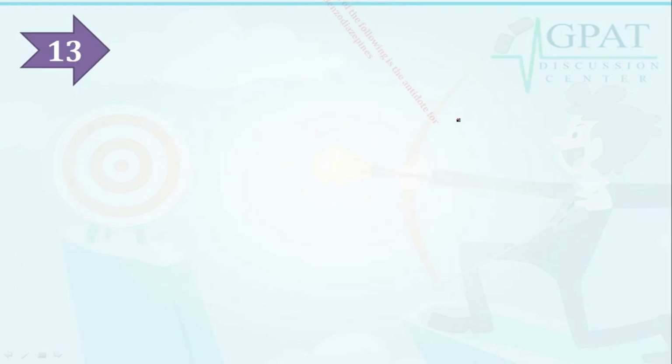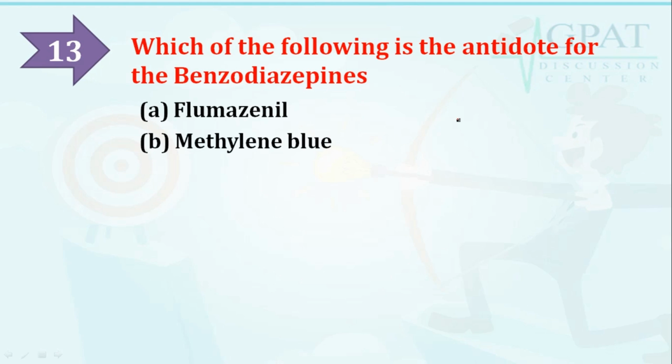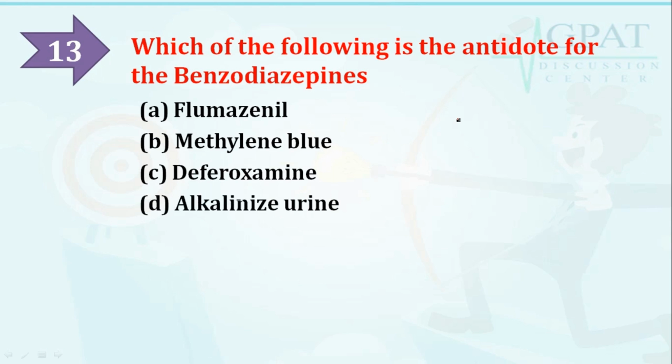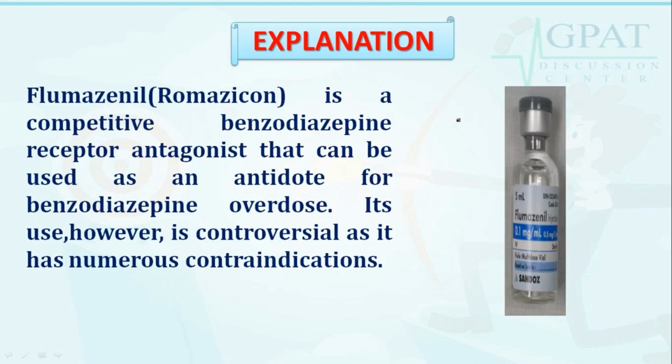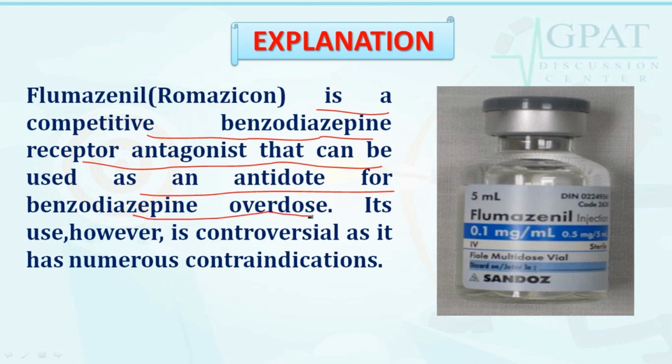Next, question number 13. Which of the following is the antidote for benzodiazepine? Options are flumazenil, methylene blue, desferoxamine, and another option, and the right option is flumazenil. Flumazenil is a competitive benzodiazepine receptor antagonist that can be used as an antidote for benzodiazepine overdose. Its use, however, is controversial as it has numerous contraindications.